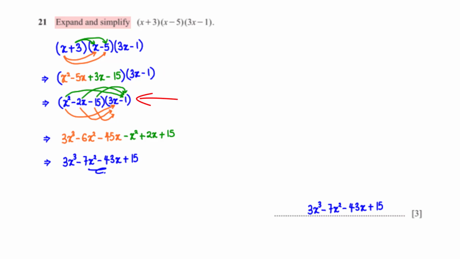So after expanding the remaining two brackets, we now have 3x cubed minus 6x squared minus 45x minus x squared plus 2x plus 15. And so finally we have 3x cubed minus 6x squared minus x squared giving us negative 7x squared, minus 45x plus 2x giving us negative 43x, and plus 15. So our final answer is 3x cubed minus 7x squared minus 43x plus 15.